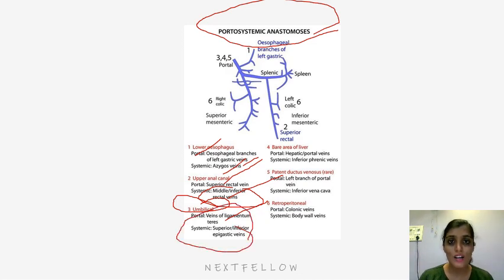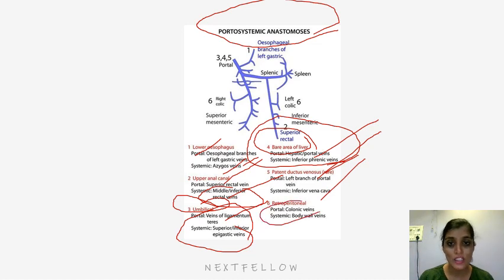The fourth is the bare area of liver. The portal side is the hepatic or portal vein, and the systemic side is the inferior phrenic vein. Then patent ductus venosus, which is rare, between the left branch of portal vein and inferior vena cava. And retroperitoneal, between colonic veins and the body wall veins. So these are the 6 important sites of portocaval anastomosis.